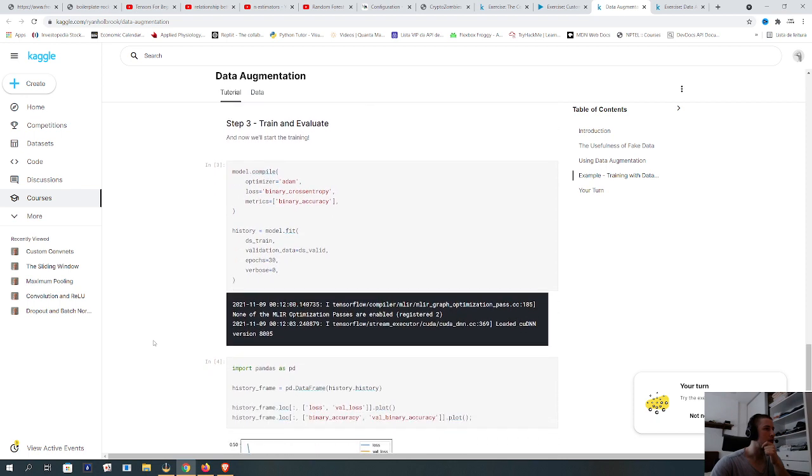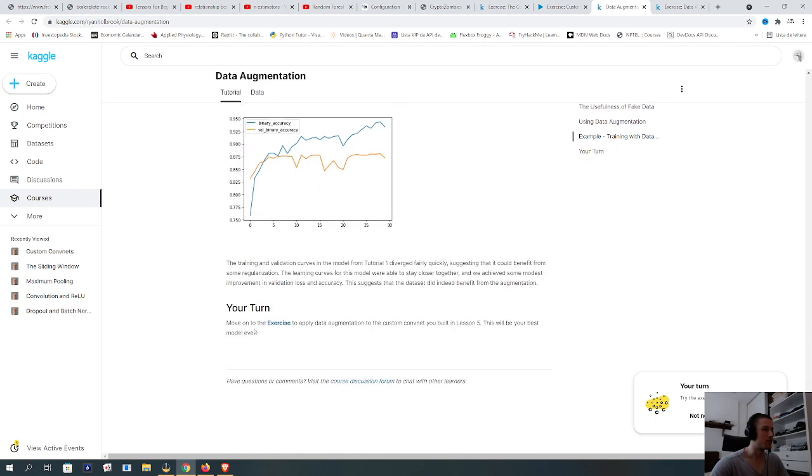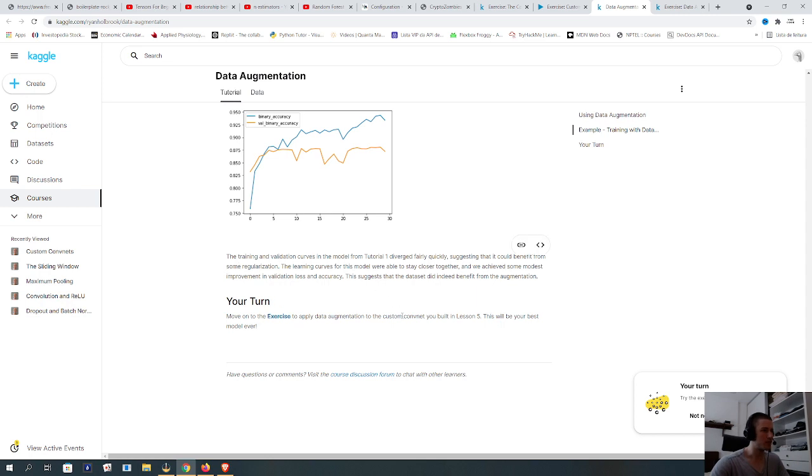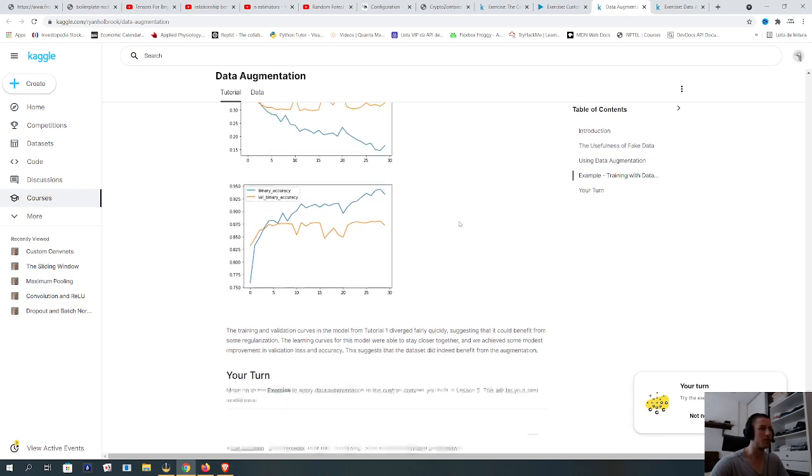Train and evaluate. Now we'll start the training. Then use the Adam optimizer, binary cross-entropy loss, plus the data. Training and validation curves in the model from tutorial 1 diverged fairly quickly, suggesting that it could benefit from some regularization. Learning curves for this model were able to stay closer together. We achieved some modest improvement in validation loss and accuracy. This suggests that the dataset did indeed benefit from the augmentation.